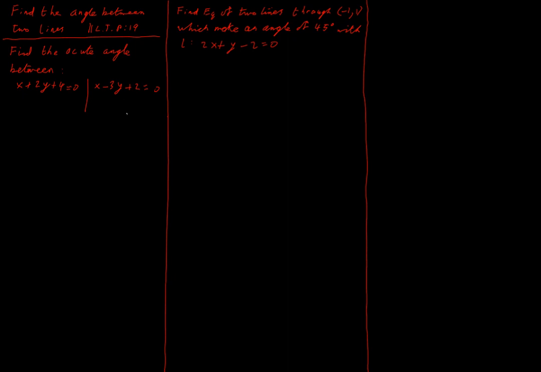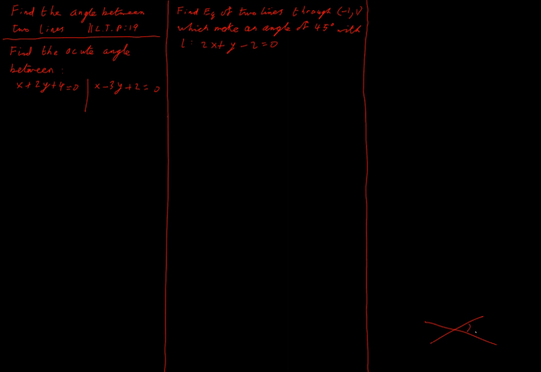Hello, now we're going to continue our work in coordinate geometry and we are going to have a look at the angle between two lines. Now there are going to be two angles between any two lines. If I draw a rough sketch here, I have two lines crossing each other.